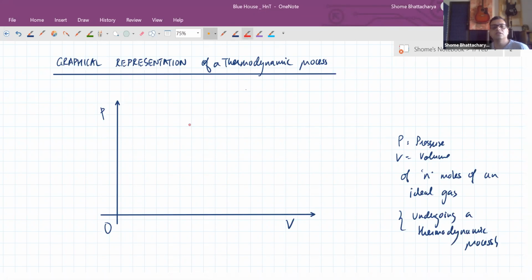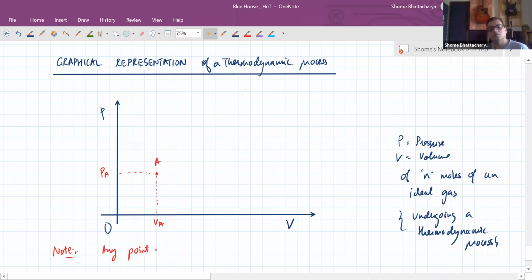So the first thing we need to understand is that any point on this graph represents a unique state. Let's say this point A has a pressure PA and a volume VA, so it also represents a temperature. Any point on the PV space represents a unique state of the gas.